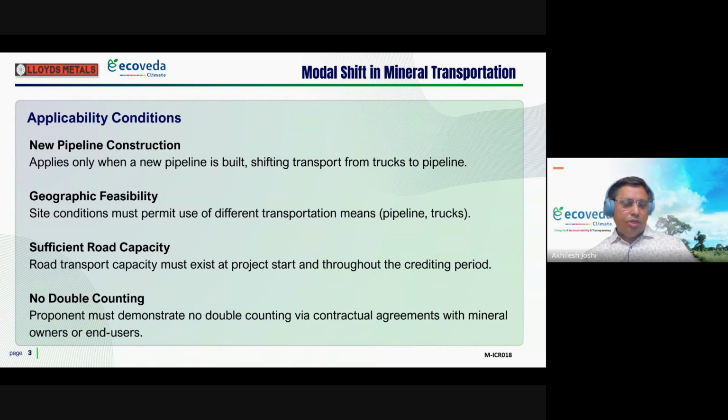And yes, we have ensured that there should be no double accounting. The proponent must demonstrate that there is no double accounting via contractual agreement with the mineral owners. If the mineral owner is separate from the slurry pipeline owner or the end user who is using it in the mineral processing facility, then there should be a contractual agreement to avoid double accounting of the emission reduction achieved.